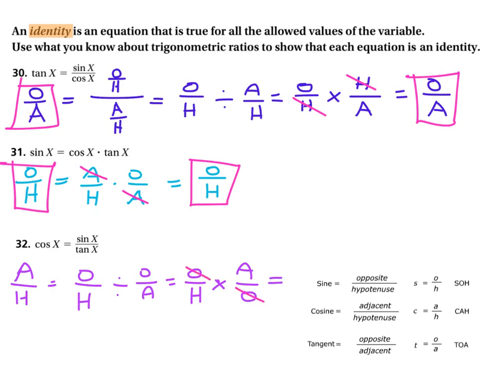And then what can we cancel? We can cancel that and that. And what are we left with as a result? Adjacent over hypotenuse, which is exactly what we started with, cosine. So these are called identities. The tangent of any angle is the sine of that angle divided by the cosine of that angle. The sine of an angle is equal to the cosine of that angle times the tangent of that angle, and the cosine of any angle is the sine of that angle divided by the tangent of that angle. It'll always work. You always get it. That's the mathematics behind it that explains why.